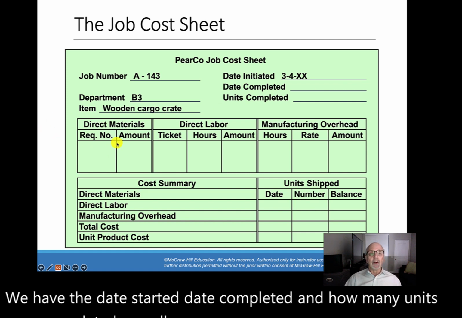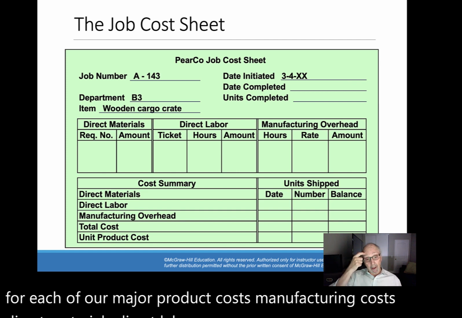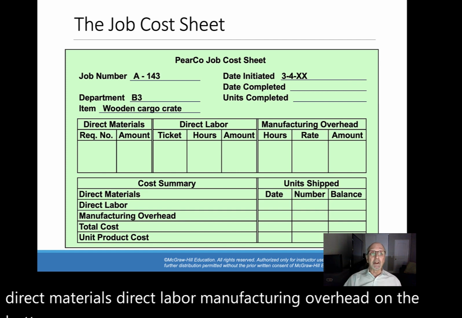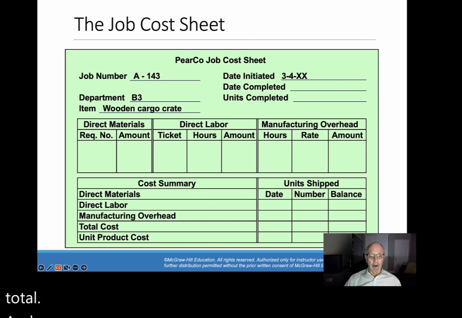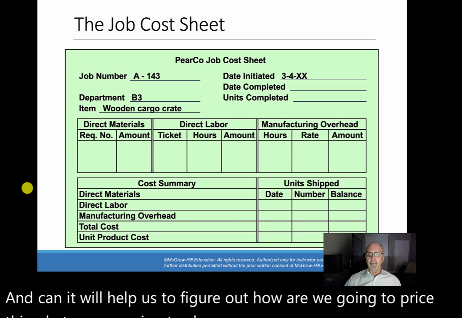Coming down here, we have a section for each of our major product costs, manufacturing costs: direct materials, direct labor, manufacturing overhead. On the bottom is our summary of costs, where we can get our total and we can get a unit product cost, and it will help us to figure out how are we going to price this? What are we going to charge the client?